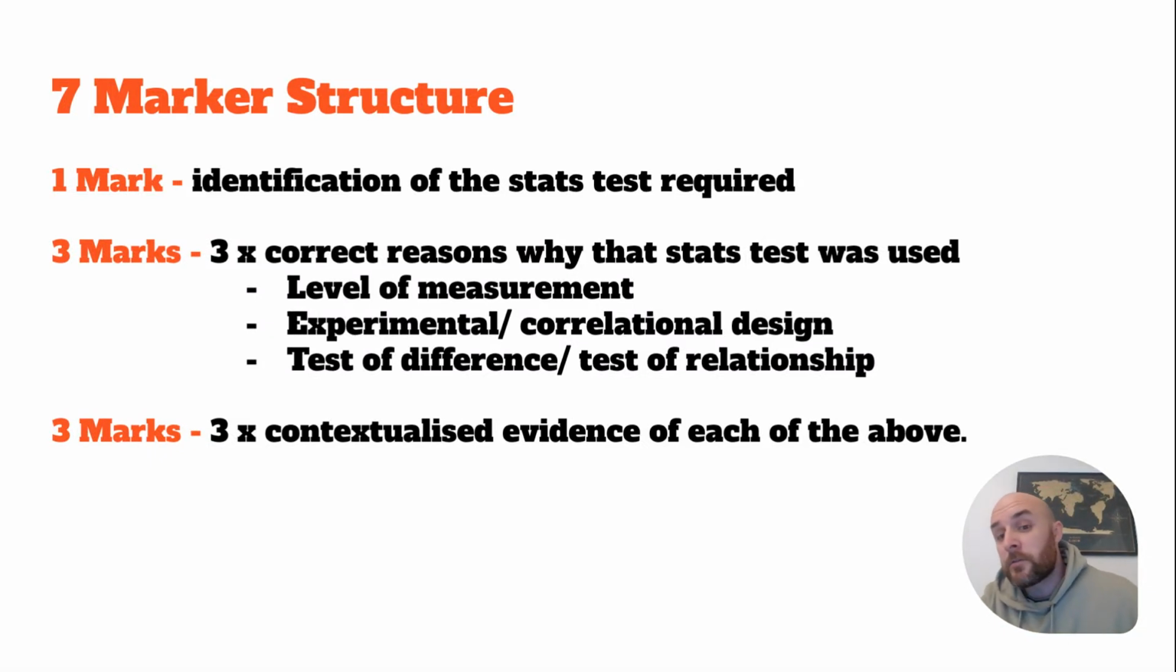You get another 3 marks for giving 3 correct reasons. What's the level of measurement? And so you're just identifying, I don't know, ordinal, nominal, interval, whatever. You get marked for just simply identifying it. Whether it's an experimental or a correlational design, and what is the design, and whether it's a test of difference or a test of relationship. That gets you 4 out of the 7.